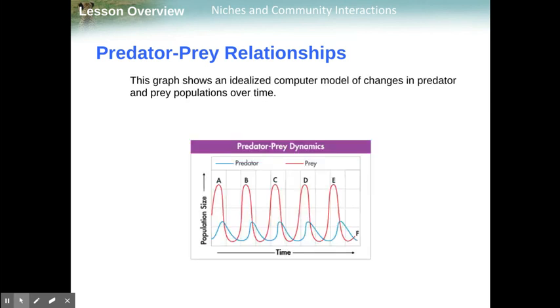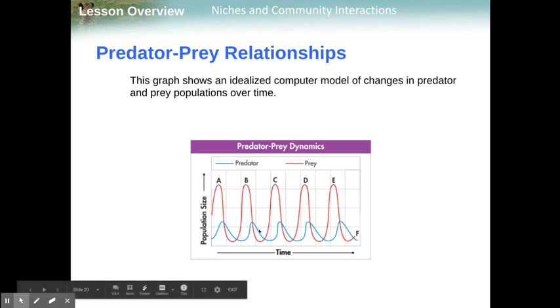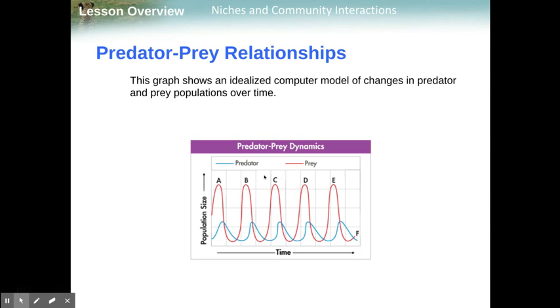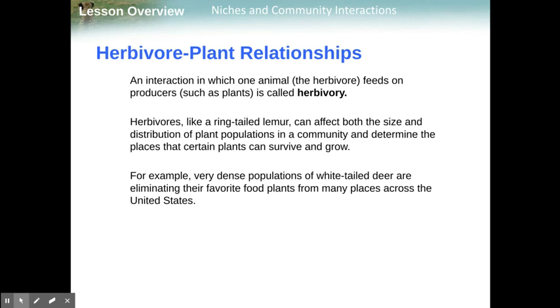Okay, so we see right here these predator-prey dynamics. Typically what we will see is that the population size of a prey is going to be significantly larger than the predator. Okay, so when we have one increase, we have one decrease as well. And then we reach this tipping point right here. Both will crash, then they will recover. And it's this cyclical back and forth predator-prey relationship over time.